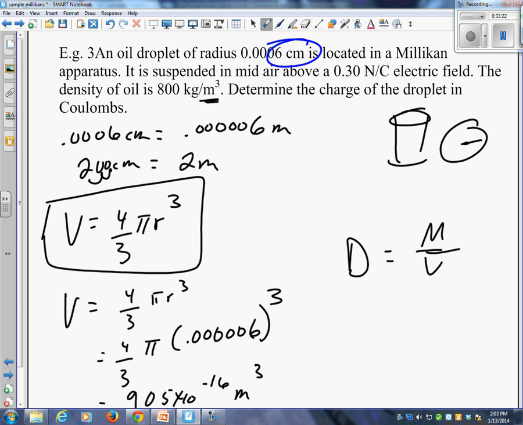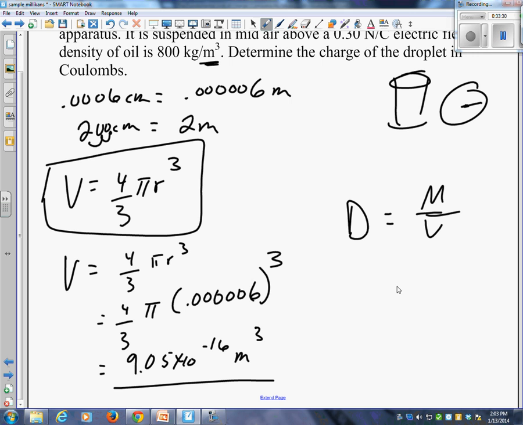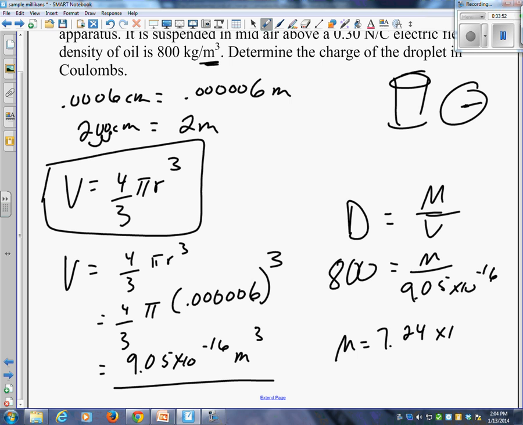Okay, so density is mass over volume. The density of oil is the constant 800. We're solving for mass. The volume is 9.05 times 10 to the minus 16. So basically, you just multiply by 800, and you should get 7.24 times 10 to the minus 13 kilograms.